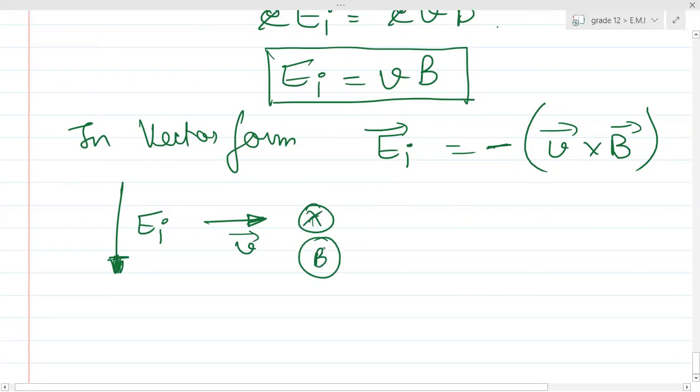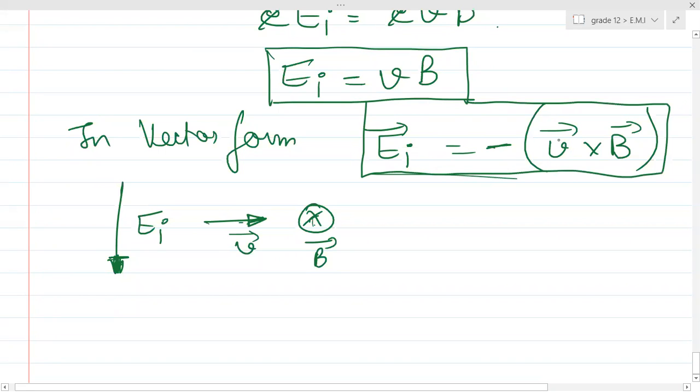So can you see what is the direction of v cross B? Guys, can you tell me what is the direction of v cross B? v cross B will be acting upwards. Yes or no? Your thumb is pointing upwards, right? And can you see Ei should be in the opposite direction of v cross B? So this is a very important relationship. Very, very important. So you can write it down. Ei is this.